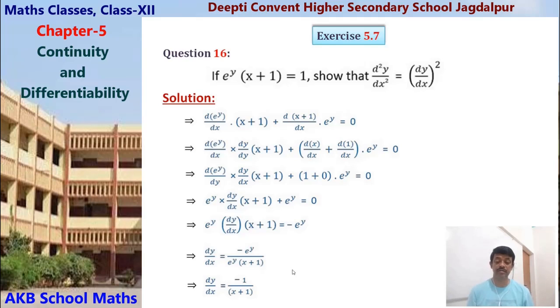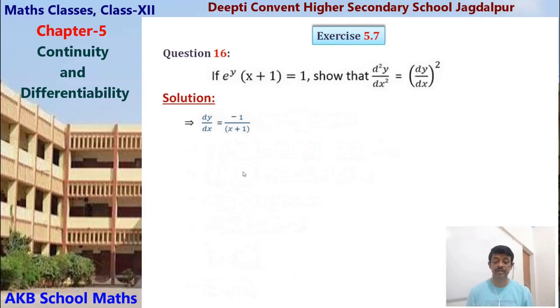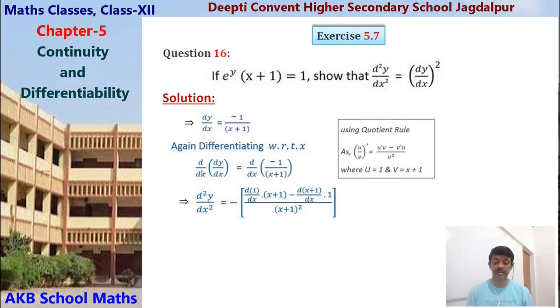This is the first order derivative. Now for finding the second order derivative, again differentiate with respect to x. So the left hand side gives the second order derivative d2y by dx square, and the right hand side, u by v, means the quotient rule. Here u equals 1, v equals x plus 1, so v square is (x plus 1) square.